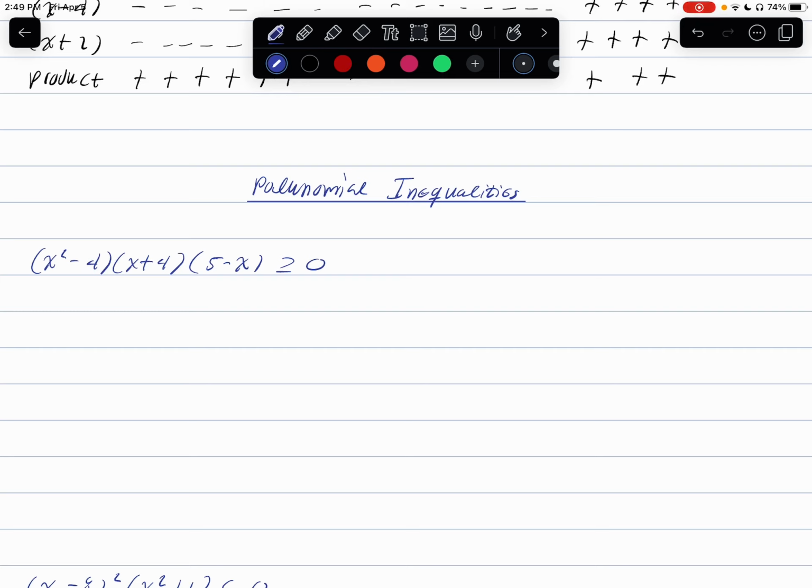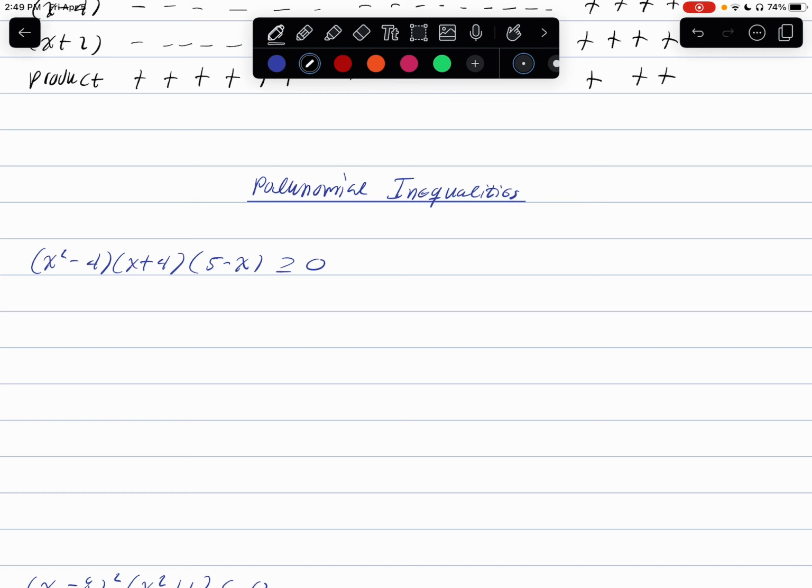Here we have the polynomial x squared minus 4 times x plus 4 times 5 minus x. So we'll notice right away that we're going to have a degree 4 polynomial. That's because if we multiplied all of these together, our leading term would be something along the lines of x to the 4th. So that means we should potentially have four zeros as well. Okay, so let's go ahead and see what these zeros are going to be.